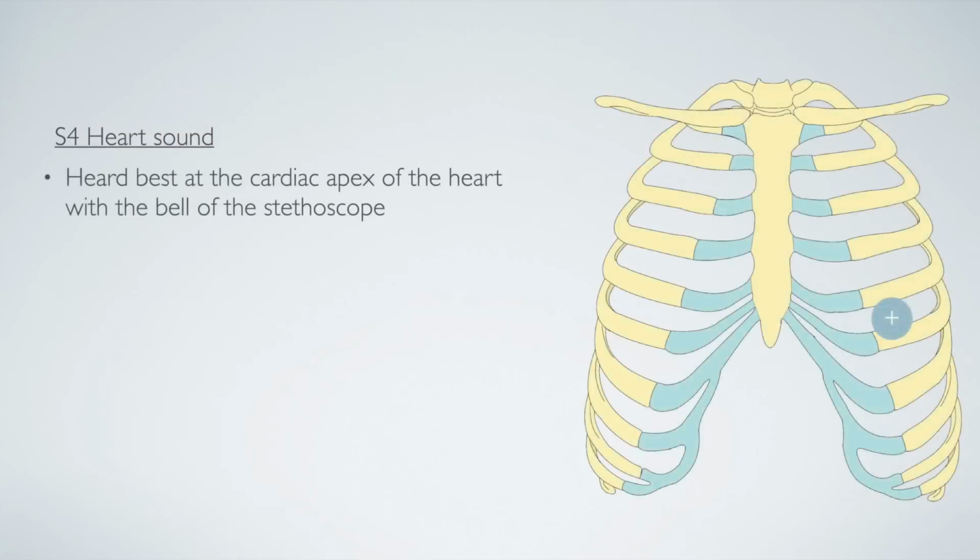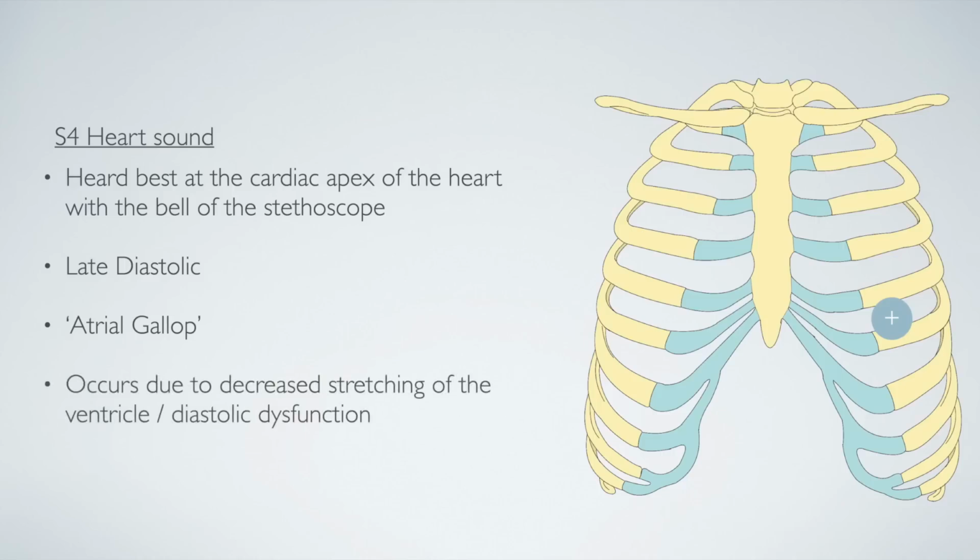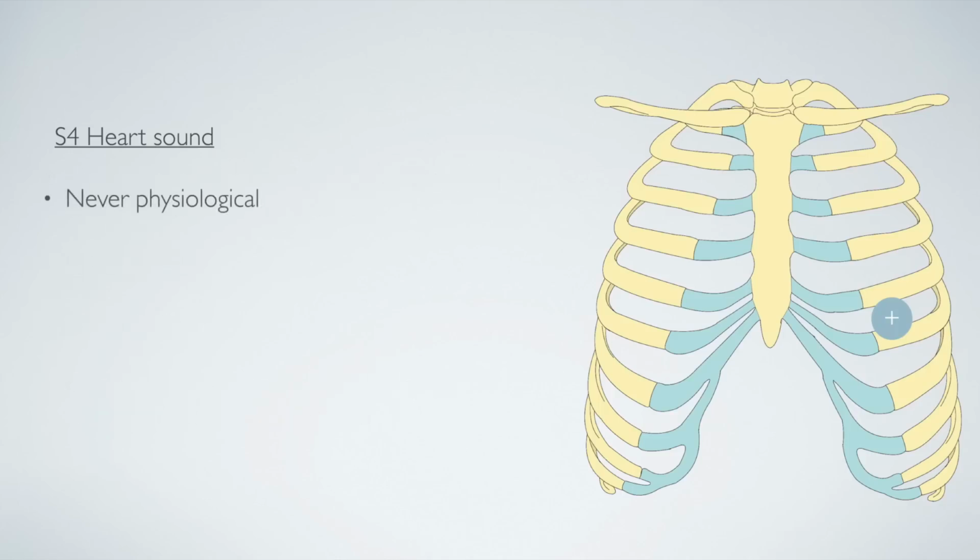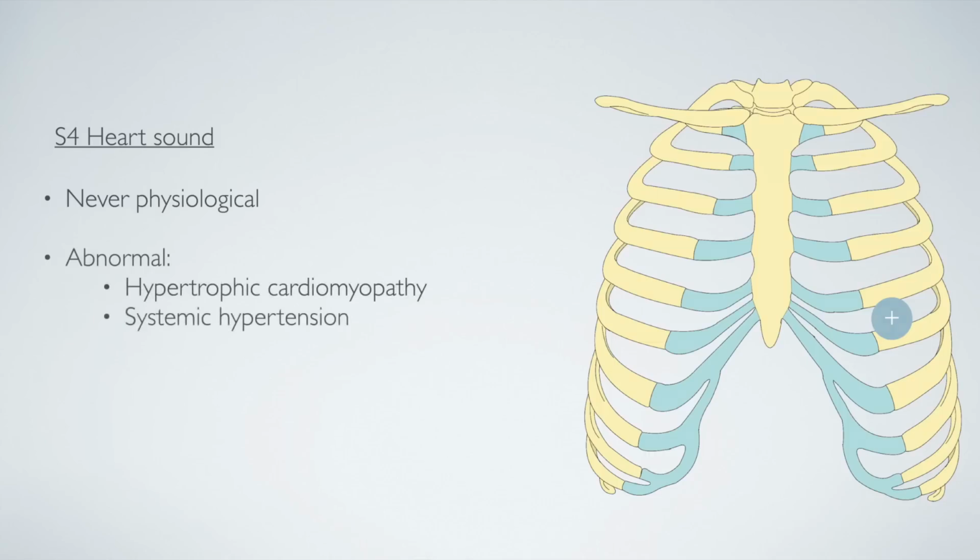The S4 heart sound is heard best at the cardiac apex with the bell of the stethoscope. It is heard in late diastole and is often described as an atrial gallop rhythm. It occurs due to blood being forced into non-compliant ventricles, which means this heart sound only occurs in conditions where the ventricles are particularly stiff and do not relax normally. The term diastolic dysfunction describes this phenomenon. So as a result, the fourth heart sound is never physiological. It can be heard abnormally in conditions such as hypertrophic cardiomyopathy and systemic hypertension.